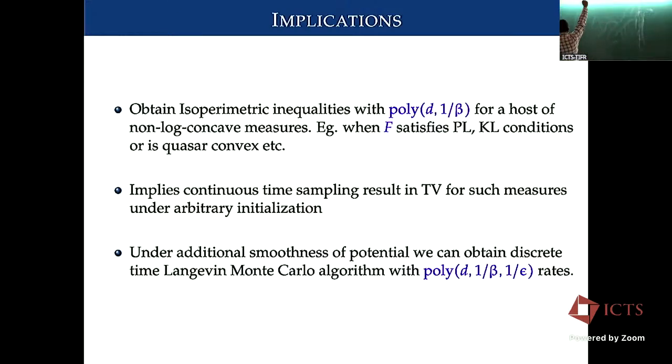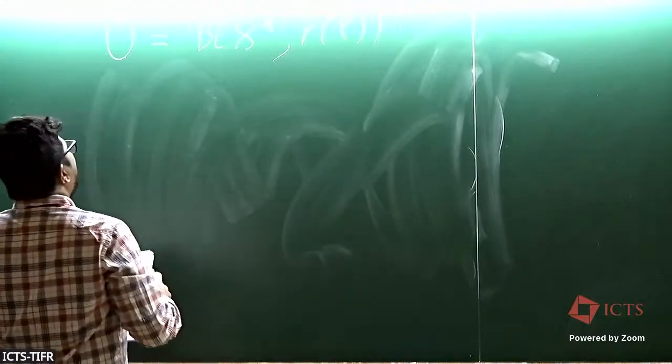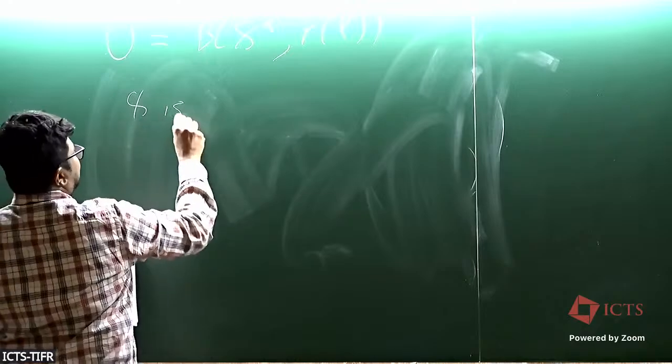Okay, so I'm going to define the set U to be the ball around the minima of radius R of L, right? We know that such an L exists from our assumption. And let's say that psi is any test function.